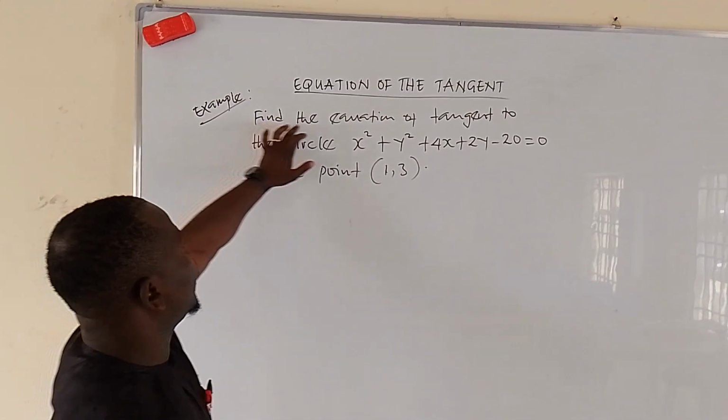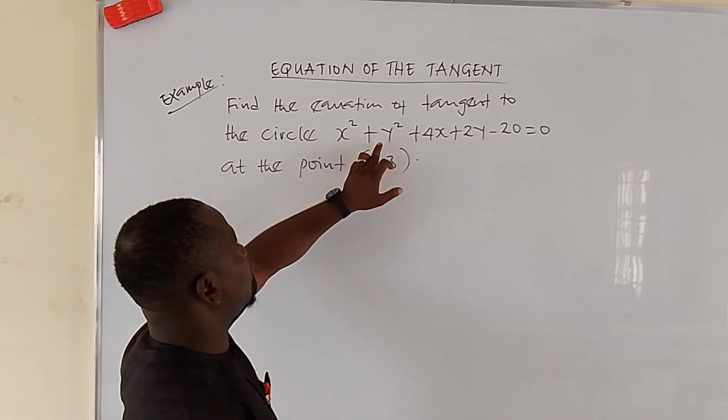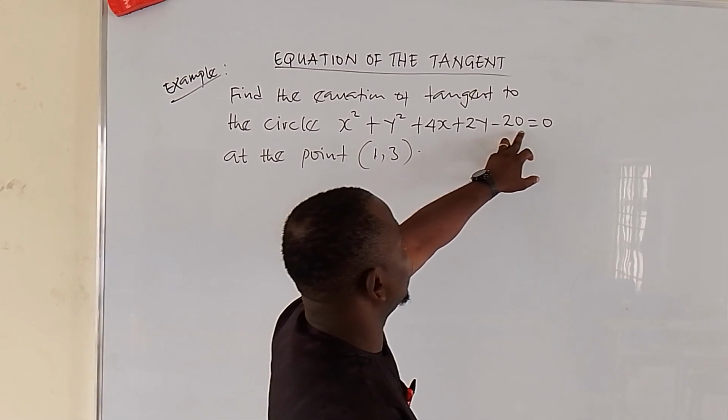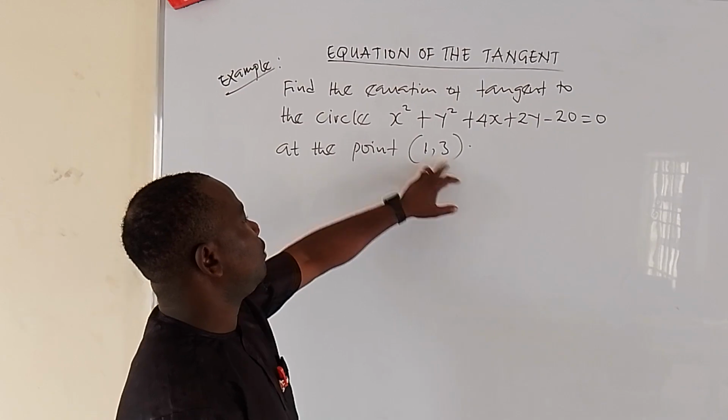The example says: find the equation of tangent to the circle x squared plus y squared plus 4x plus 2y minus 20 equals 0 at the point (1, 3).